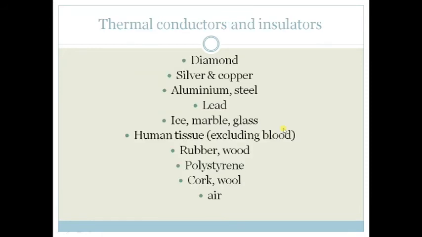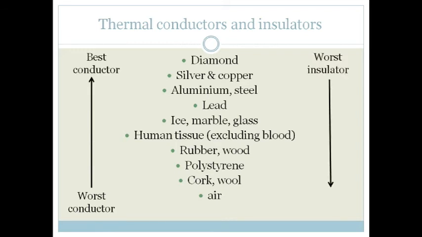Now, if we look here, we can see that there are different materials that are placed. The very worst conductor also happens to be the very best insulator. Air is a very, very good insulator, but a very bad conductor. Whereas diamonds are a very good conductor of heat, but a very bad insulator.